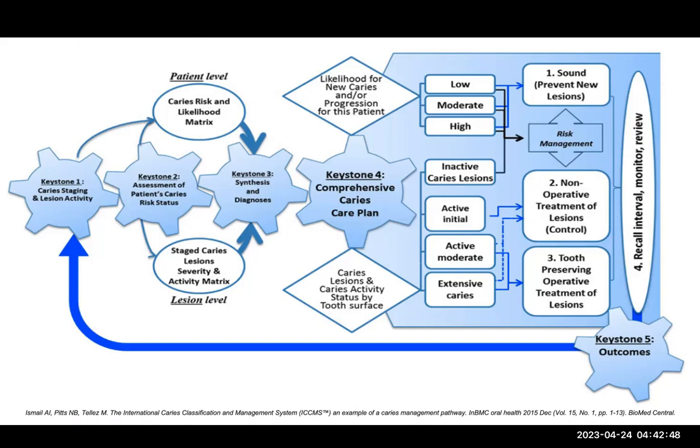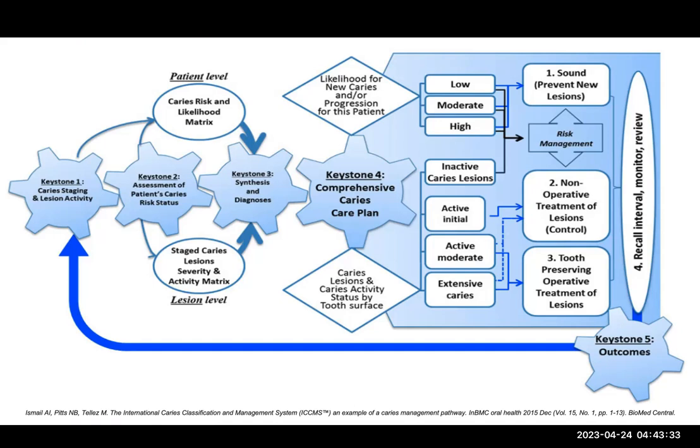Keystone 2 is the assessment of the patient's caries risk status based on the examination and certain questions about the diet and hygiene. Based on these three things, you synthesize and diagnose about the likelihood of caries. Then, based on these three, you make a comprehensive caries care plan in which you try to see what is the likelihood of new caries and progression for this patient, as well as find out the caries lesions that exist and the caries activity status on the tooth surface.